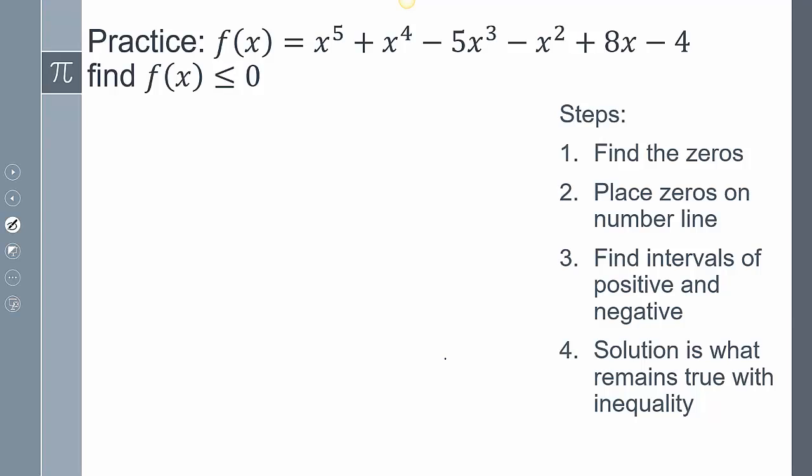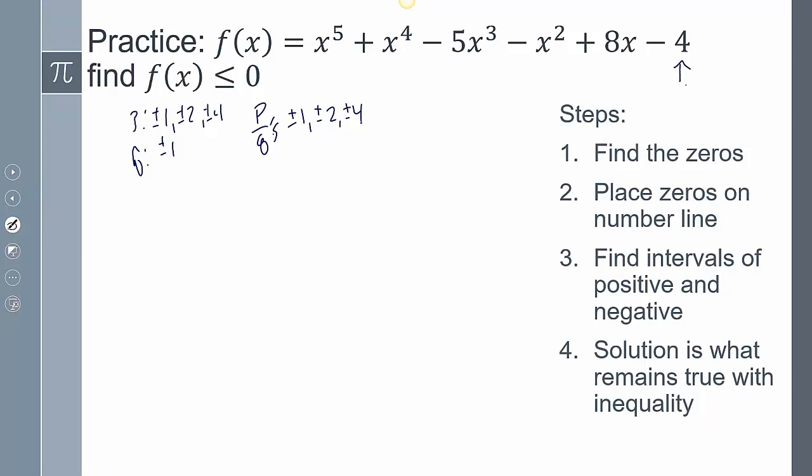Now the next one, I'm going to do the same thing, finding my zeros. This time, I'm going to have to do p's over q's because I don't know how to factor that any other way, and I do have a constant. So my possible p's are going to be plus or minus 1, plus or minus 2, and plus or minus 4. My possible q's are just going to be plus or minus 1. So my p's over q's are going to be plus or minus 1, plus or minus 2, and plus or minus 4.